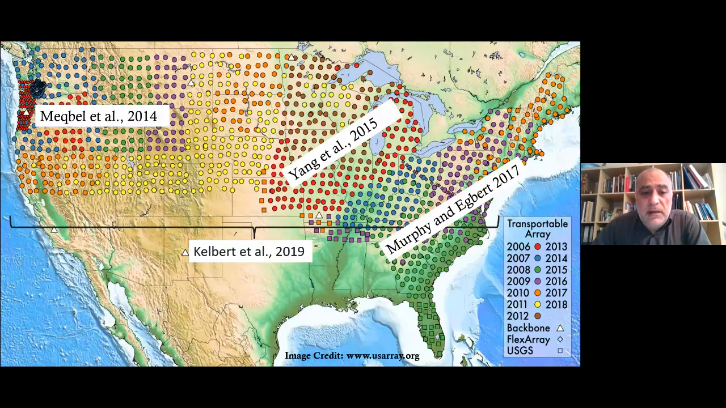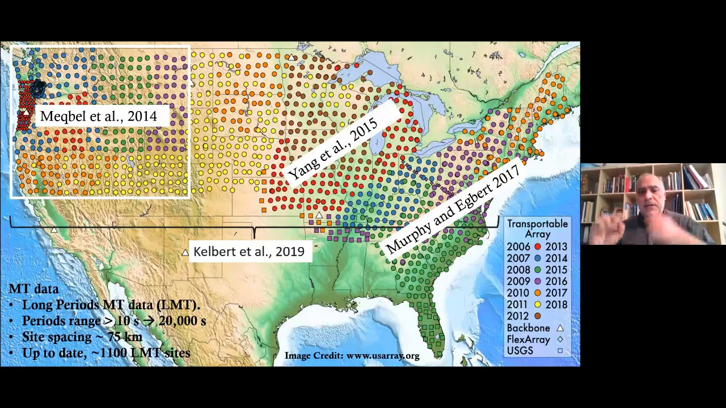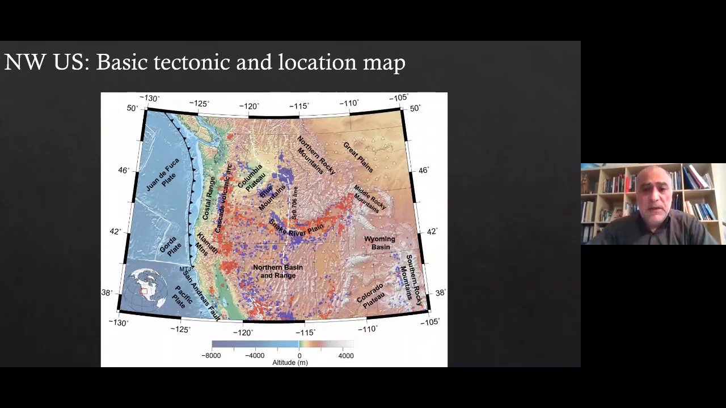Recently, our colleague Egbert collected all of these models and put them into one 3D model to give an overview of the electrical conductivity of the northern part of the United States. So in the next few slides, I will talk about the publication that we did on that part in the northwestern United States, and consider only that model here. This figure shows you the basic tectonics and the location map of the MT array used in that study.